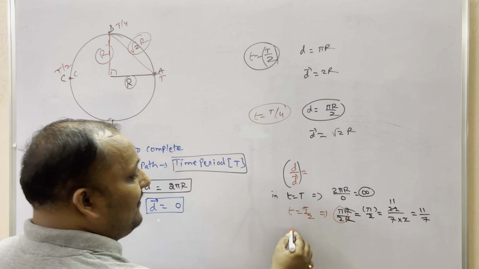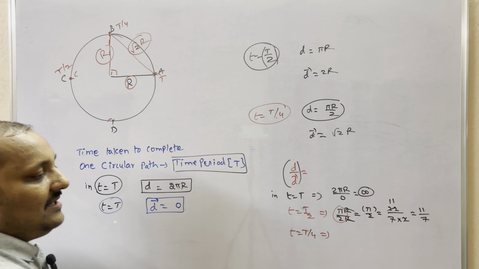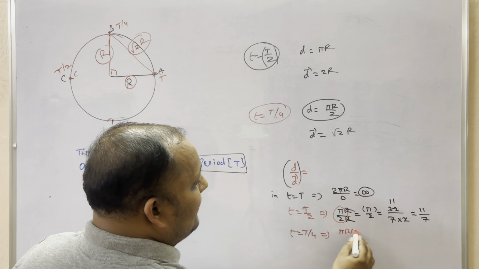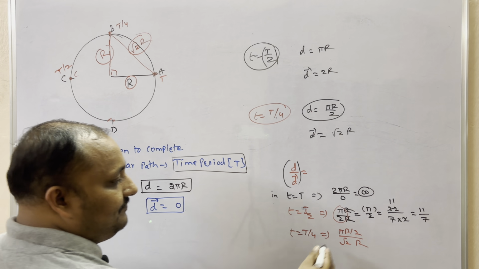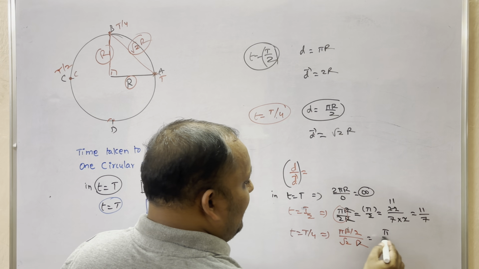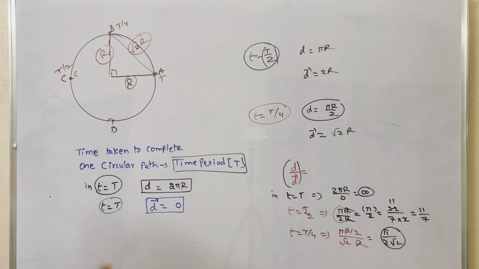Like that in T by 4 time, what is the ratio of distance and displacement? Like this we will do. So pi r by 2 by root 2 r. You can cancel and you will see pi by 2 root 2. So like this they are going to ask the questions.